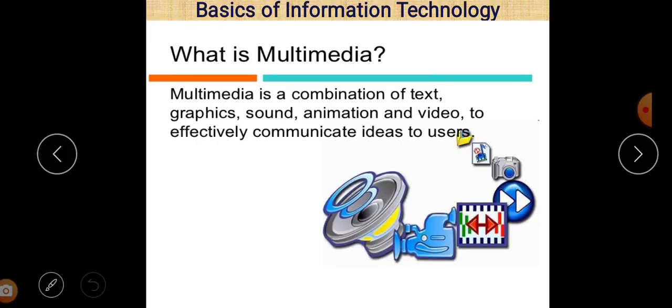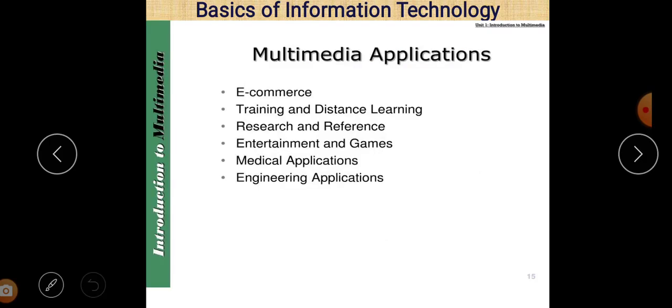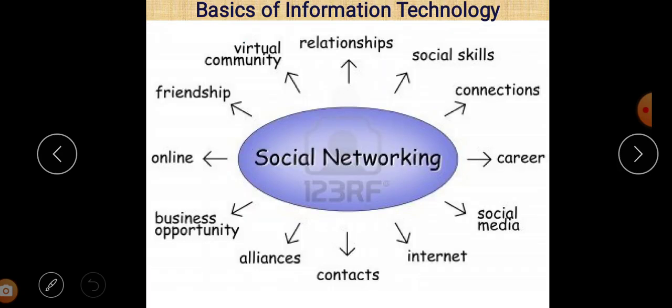First of all, multimedia, as the name suggests, is a combination of more than one media, means the combination of text, graphics, sound, animation and video, which helps you effectively communicate ideas to the user, is called a multimedia application. And you can see that these are the different media, the combination of these media is called multimedia. Multimedia is used in e-commerce, training and distance learning, research and references, entertainment and games, medical applications, engineering applications. Then next is social networking sites.